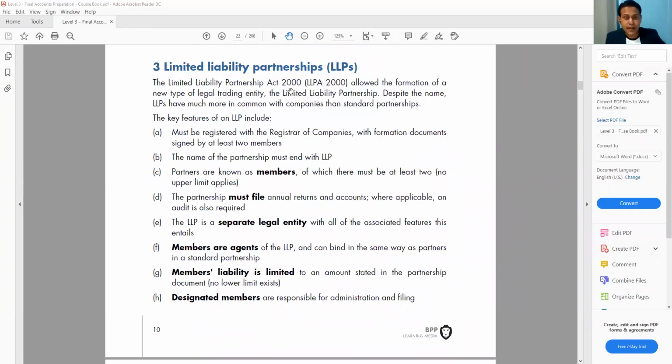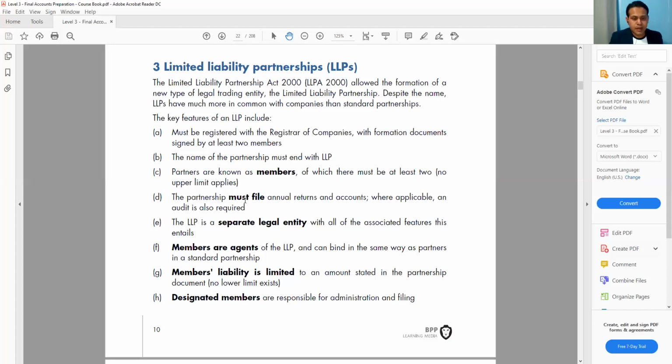The Limited Liability Partnership Act 2000 allowed the formation of a new type of legal trading entity. The limited liability partnership, despite the name LLP, has much more in common with a company than a standard partnership. The key features of a limited liability partnership include: it must be registered with Companies House, the name of the partnership must end with LLP, and the partners are known as members.